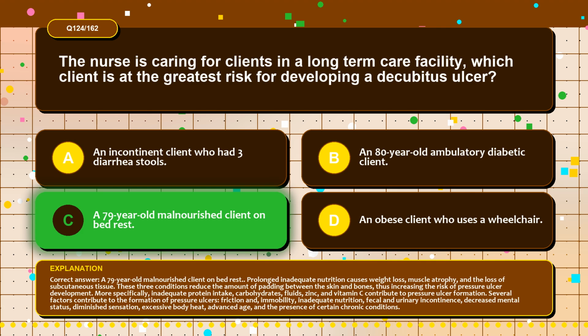Several factors contribute to the formation of pressure ulcers: friction and immobility, inadequate nutrition, fecal and urinary incontinence, decreased mental status, diminished sensation, excessive body heat, advanced age, and the presence of certain chronic conditions.